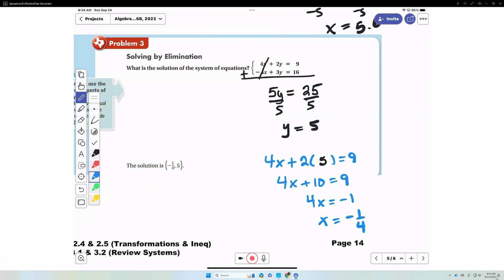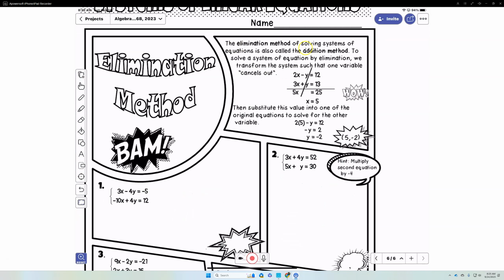So the solution to this system will be negative 1/4, comma 5. The elimination method of solving systems of equations is also called the addition method. To solve a system by elimination, we transform the system such that one variable cancels out. So in this case, the y's cancel out, and then we're able to solve for x, then substitute the value into the other equation and solve for y.